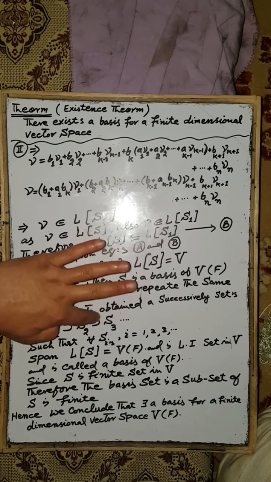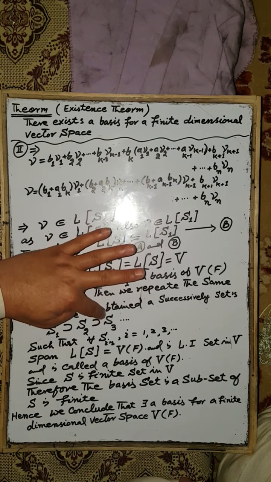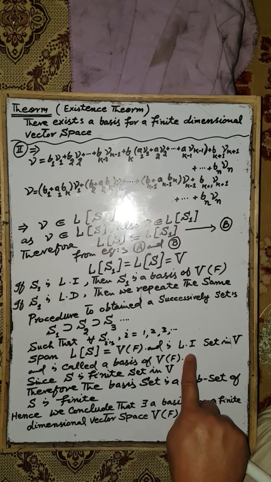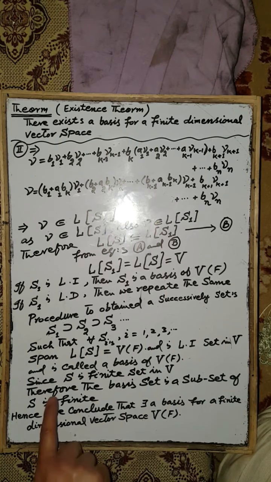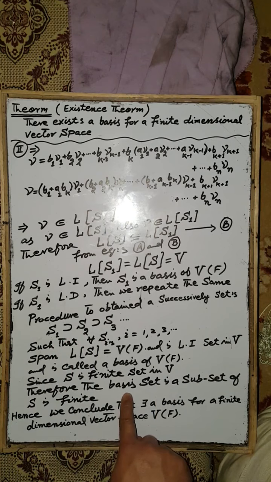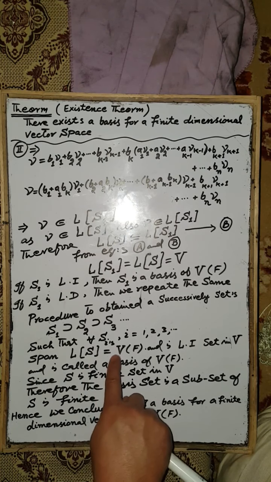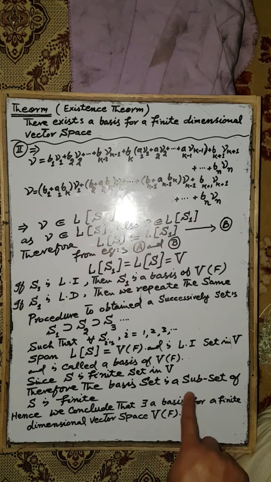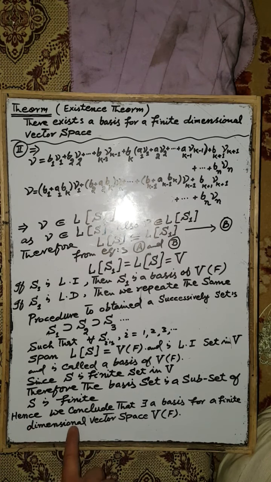That is, in some stage we reach a subset of the set S which is linearly independent and spans the vector space V over the field F. That set is called a basis of the vector space V over the field F. Since S is a finite set in the vector space V over the field F and every subset S1, S2, S3 of the set S is also finite, the spanning set which spans the vector space V and is linearly independent, which is a basis, is also finite, being a subset of the finite set S. Therefore, we conclude that there exists a basis for a finite dimensional vector space V over the field F.